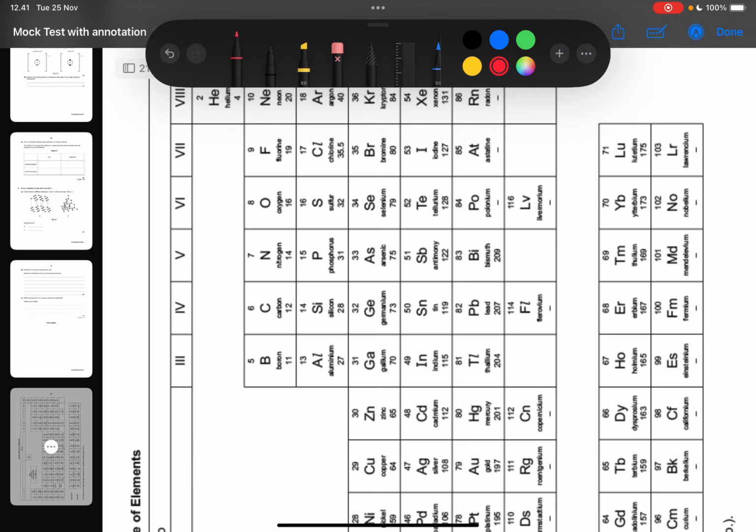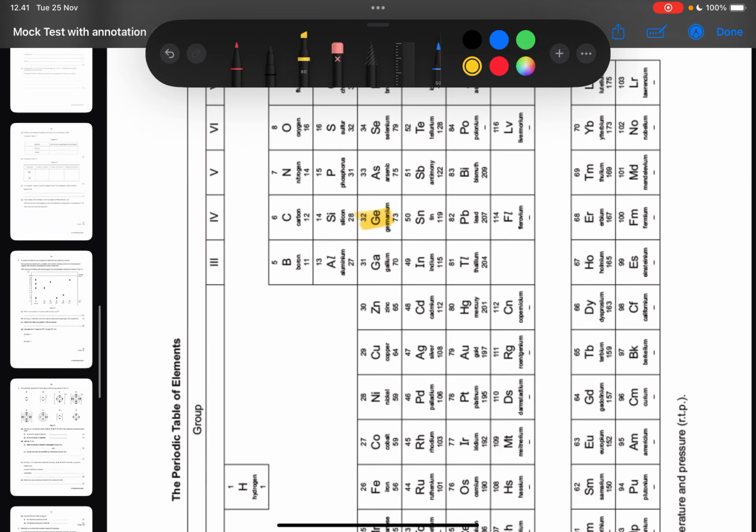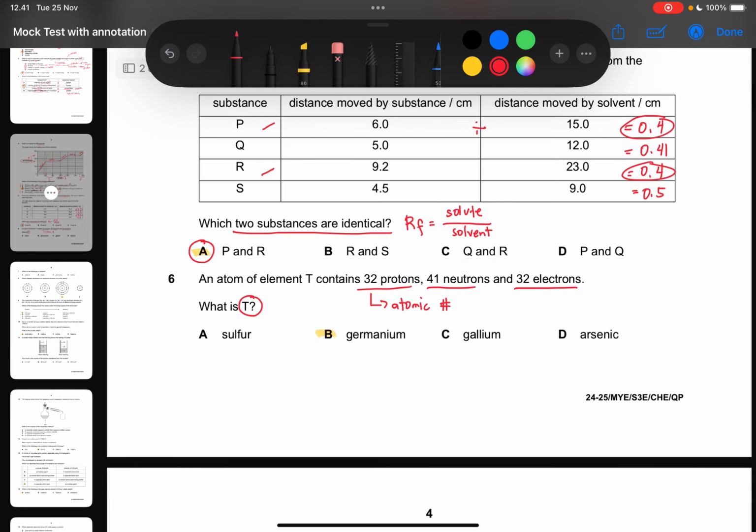So which element has atomic number 32? That is germanium. Okay, so germanium is our answer. This one has number 32.